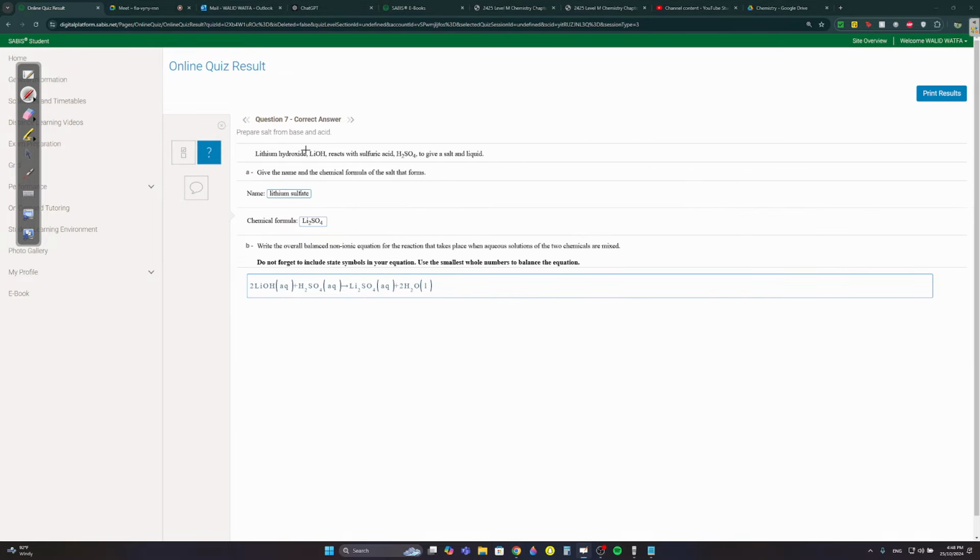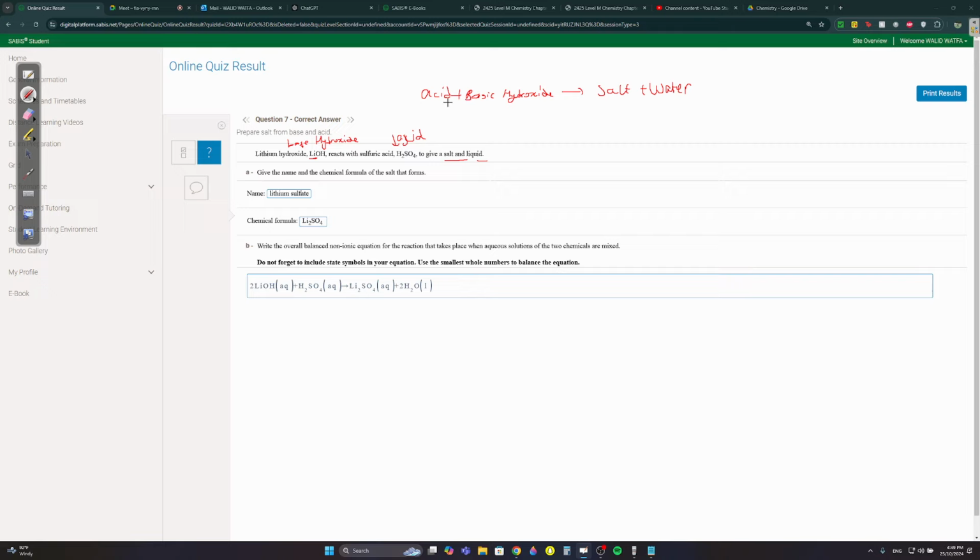Okay, question 7. Oh my god. Okay, lithium hydroxide reacts with sulfuric acid to give a salt and liquid. So this is a base hydroxide, and this is an acid, sulfuric acid, to give a salt and a liquid. Obviously you're reacting an acid with a basic hydroxide. So remember, acid plus basic hydroxide, or by the way, metal hydroxide, because lithium is a metal, whatever you want to call it, it's always going to get you a salt and water.